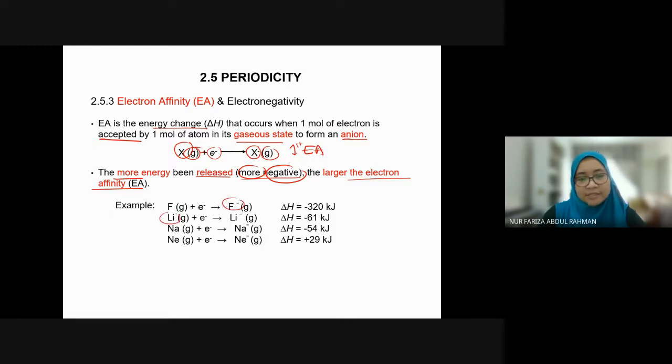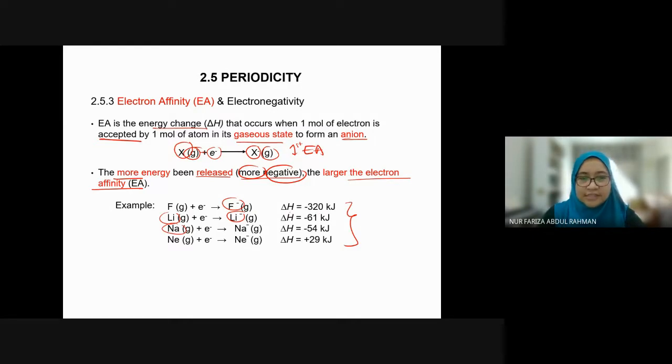Okay, lithium accepts electron becoming lithium minus. Sodium accepts electron becoming sodium minus, and even neon accepts electron to become neon minus. Okay, all right. We want to study, or we want to check on the affinity of these elements towards electron. Dia suka tak the electron? Okay, so we can check the value of the delta H, or the EA itself.